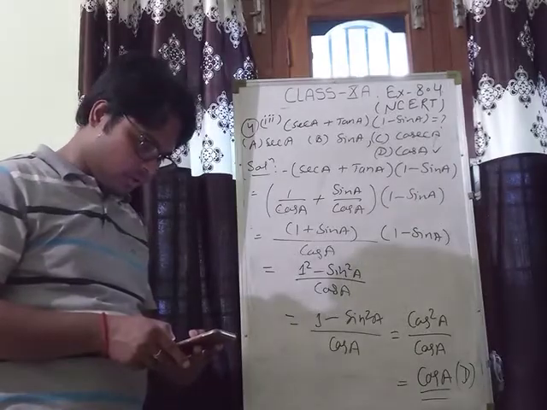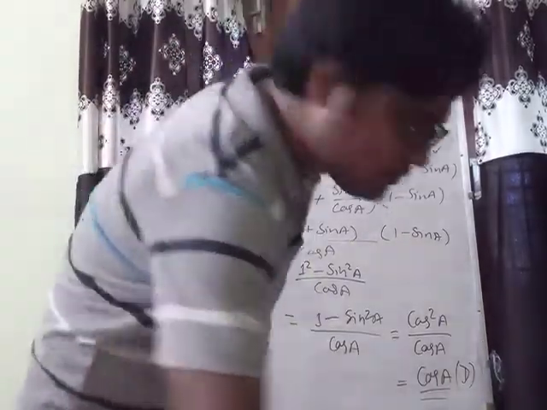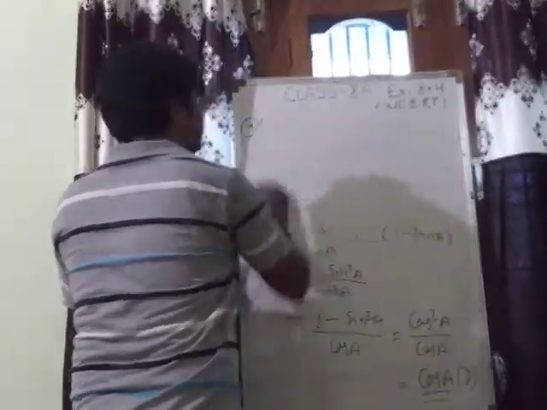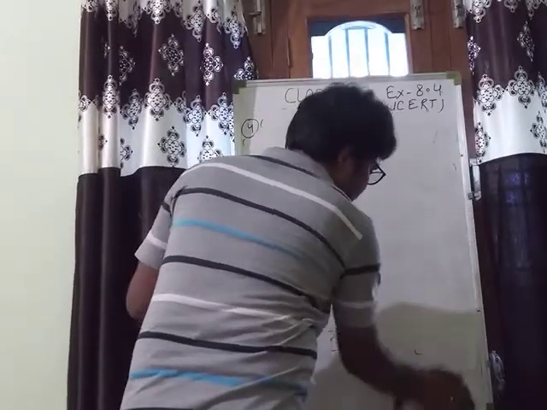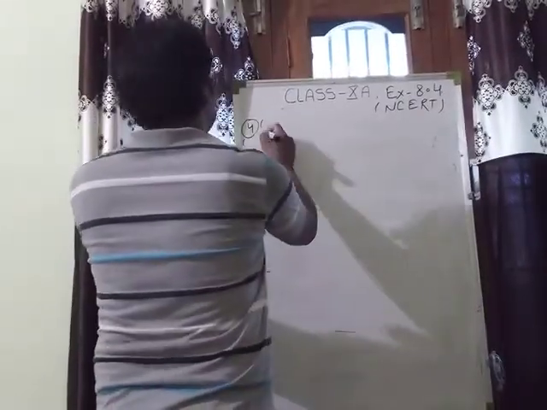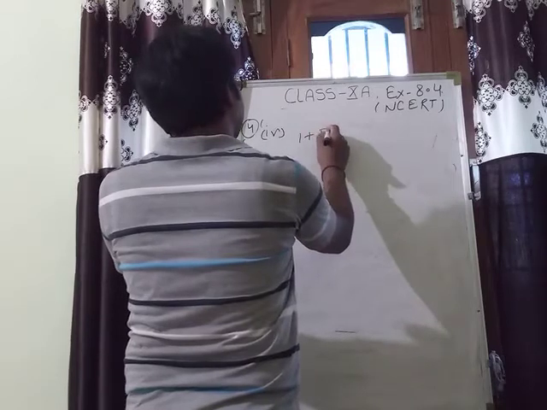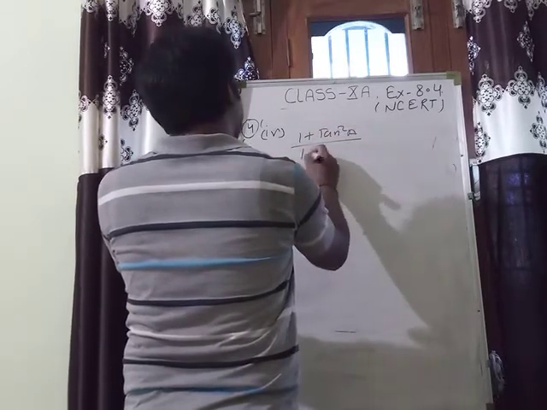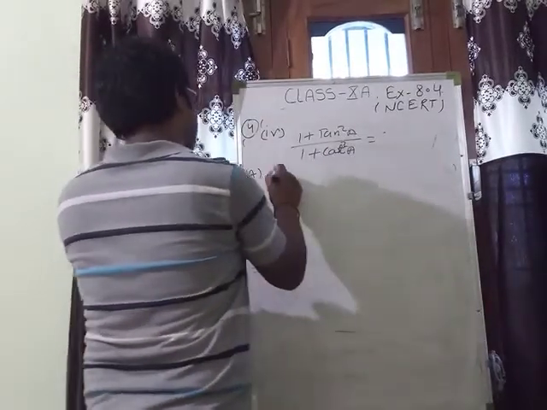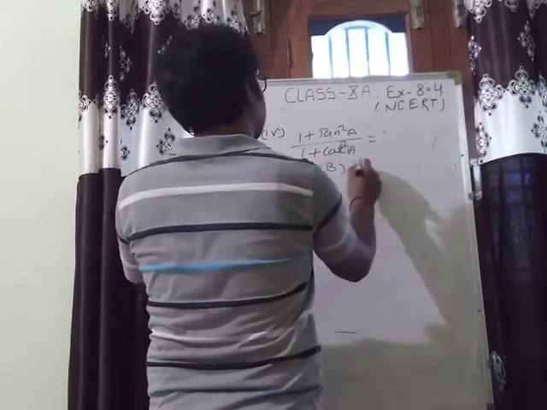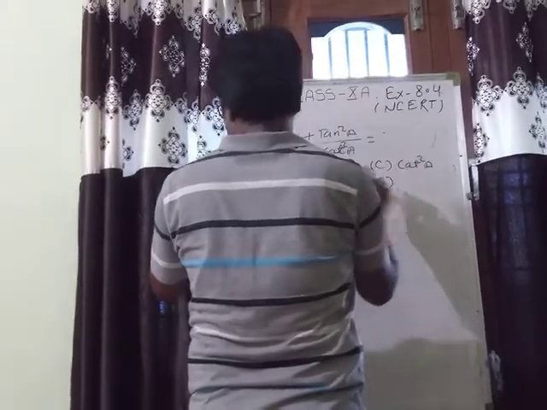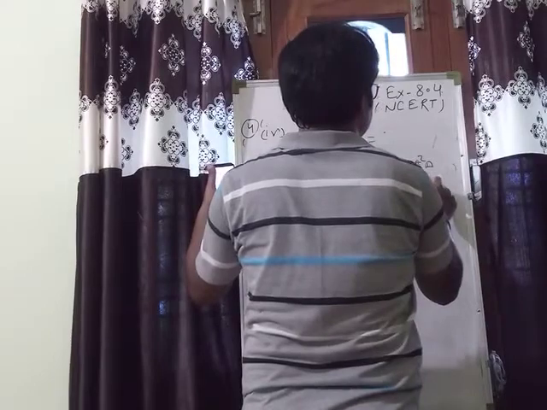Now fourth part of question number 4. That is 1 plus tan square A upon 1 plus cot square A is equal to: A, that is sec square A; B, that is minus 1; C, that is cot square A; and D, that is tan square A. Okay.